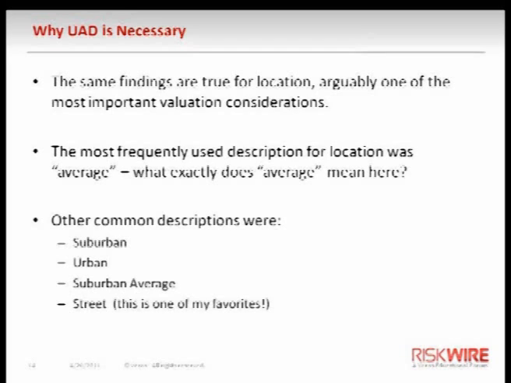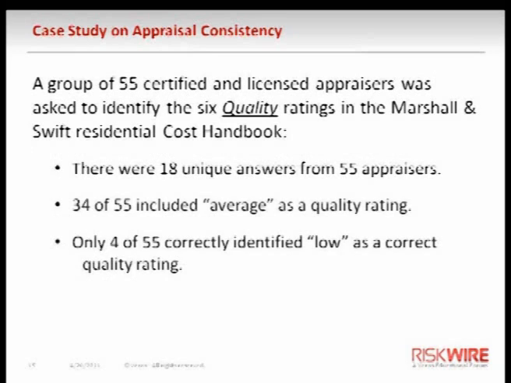In a different case, I had the opportunity to address a group of appraisers. There were 55 certified and licensed appraisers, and I asked them to identify the 6 quality ratings in the Marshall & Swift Residential Cost Guide. They provided 18 unique answers from 55 appraisers.